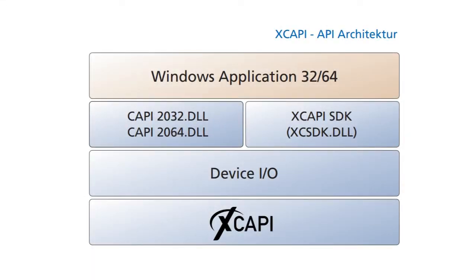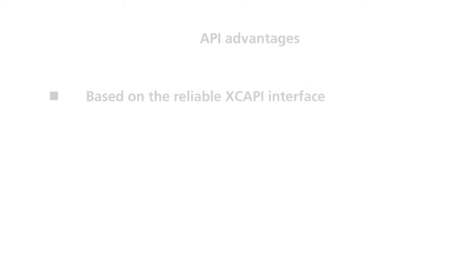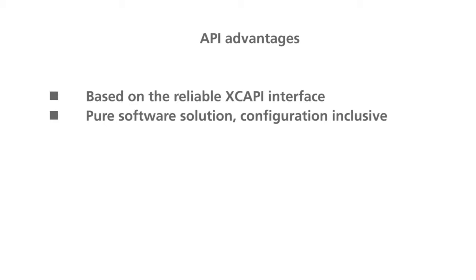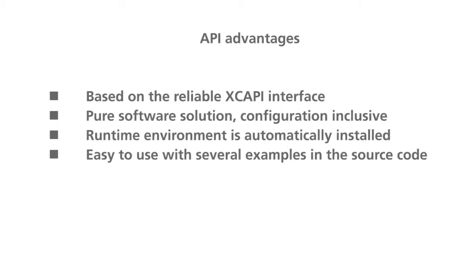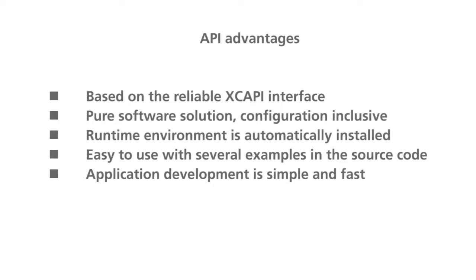Companies that so far could not use CAPI programming can now use the API. The API offers the following advantages. Based on the reliable XCAPI interface, pure software solution, configuration and management included, the runtime environment is automatically installed with XCAPI, so your application must not be changed when reinstalling your XCAPI. Easy to use. The SDK includes several examples in the source code. Application development is simple, fast and comprehensive. SIP and H323 skills are not required.